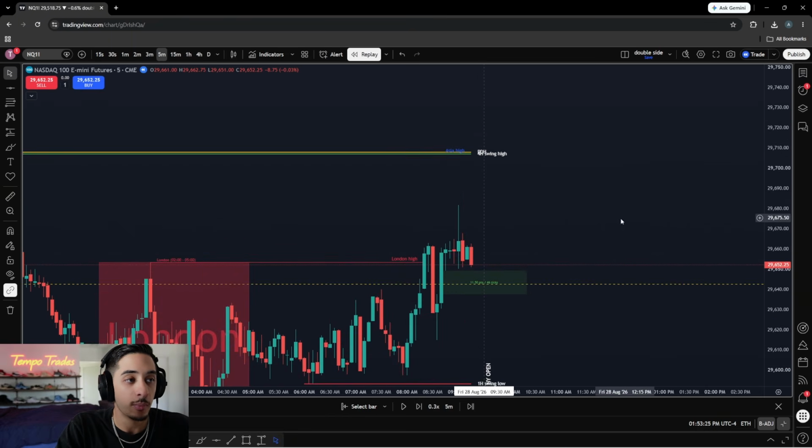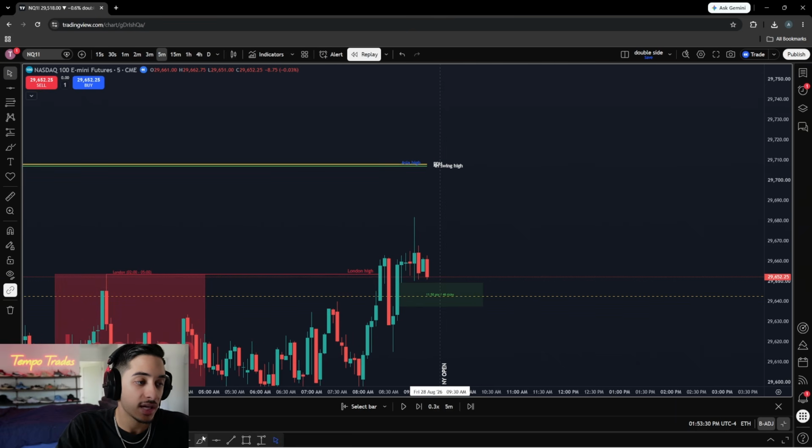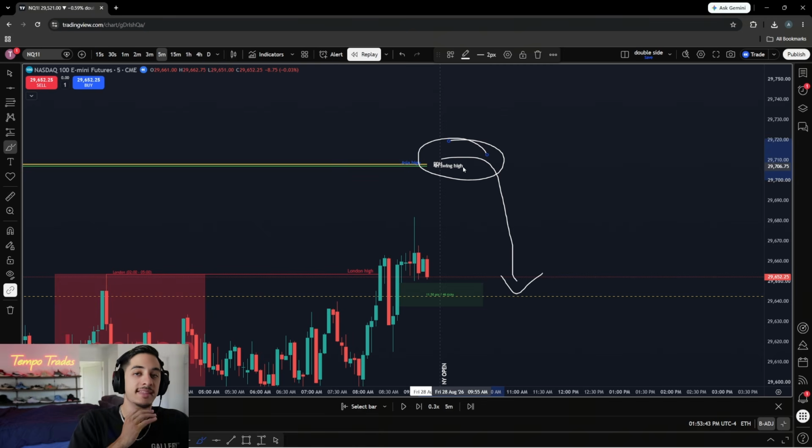So if I'm waking up and I'm looking at my bias 10 minutes before the market opens, I would say, okay, because we're above the 50% level, I want price to go up here, sweep these liquidity areas, and then I will look for a short while price is up here. That is how I would set my daily bias for this day.